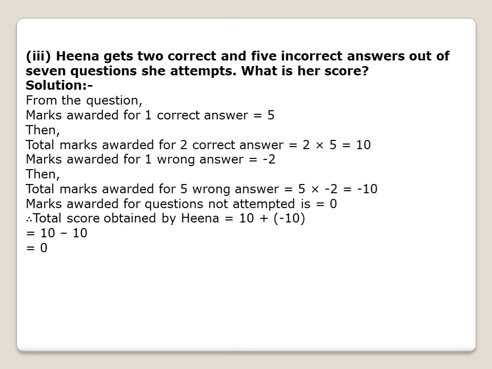Marks awarded for a question not attempted is 0. If the question is not attempted, it will be 0. Total marks obtained by Hina is plus 10 for the correct and minus 10 for the incorrect. So the final score is 10 minus 10, which is 0. So she scored 0 marks. So this ends for today's class.